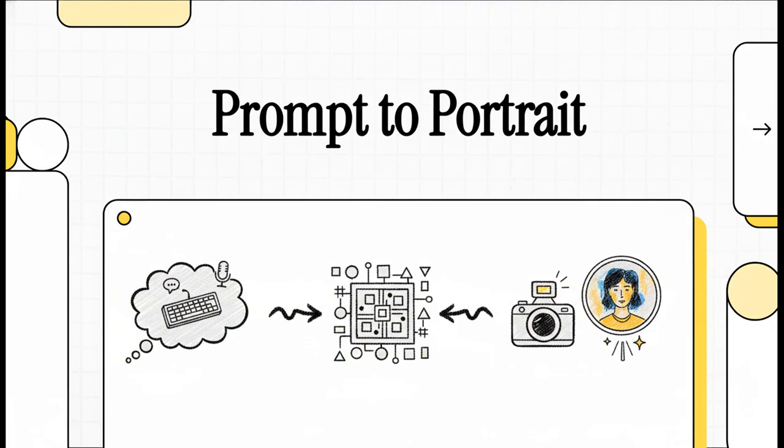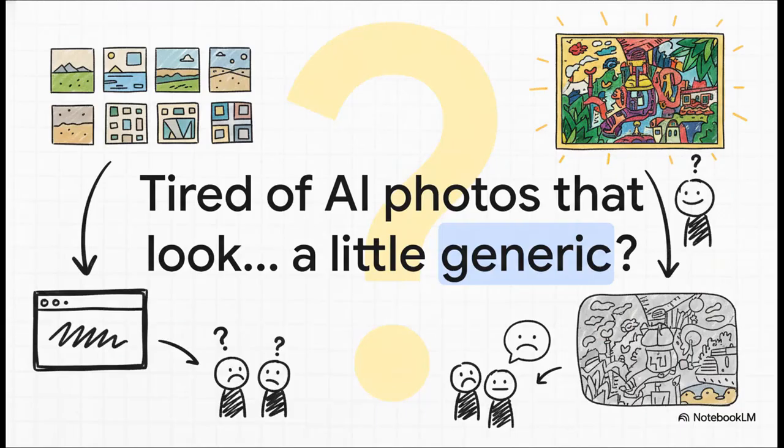Hey everyone, so let's talk about turning a simple idea into a truly beautiful AI photo. Decoding that magic step between typing a prompt and getting back something, well, something that looks like actual art. We have all been there, right? You type in what you think is a great idea, you hit generate, and what you get back is fine. It's technically what you asked for, but it's just so generic. It's missing that spark, that soul.